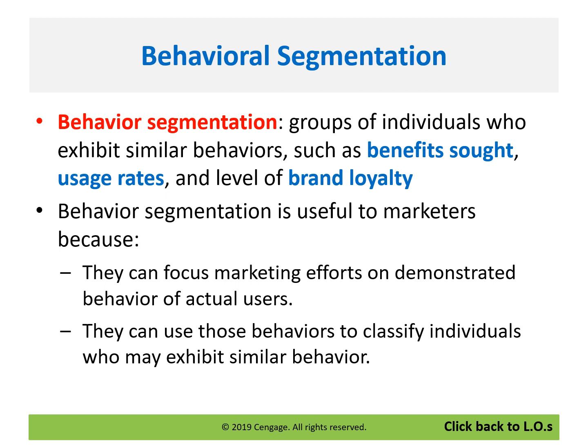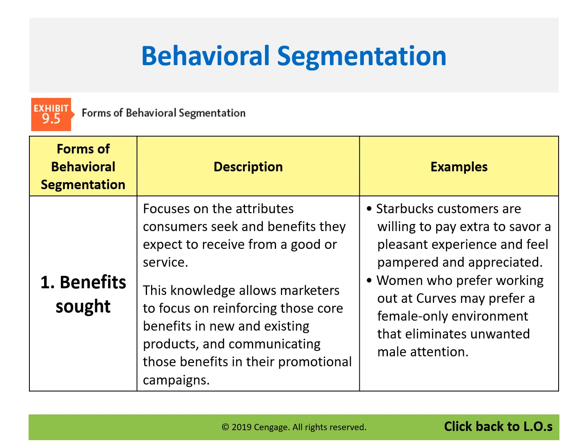Segmenting the market according to behavior means grouping individuals who exhibit similar behavior such as benefits sought, usage rate, and level of brand loyalty. Behavior segmentation is useful for marketers because they can focus marketing efforts on demonstrated behavior of actual use. They can use those behaviors to classify individuals who may exhibit similar behavior. So let's discuss each one.